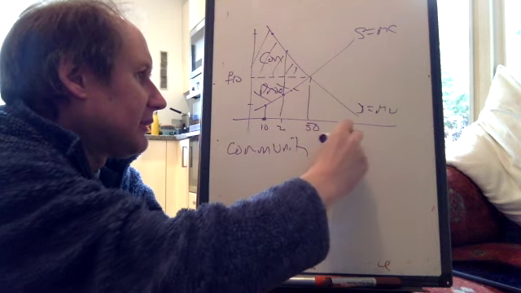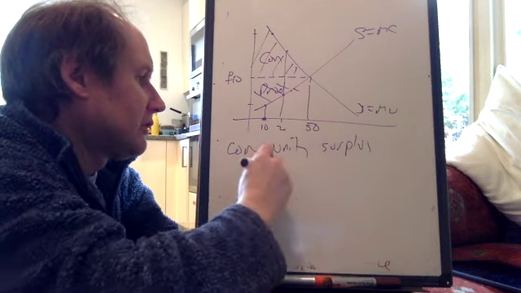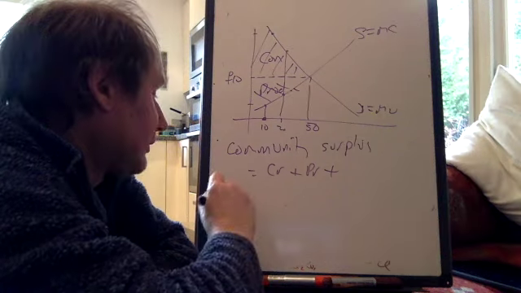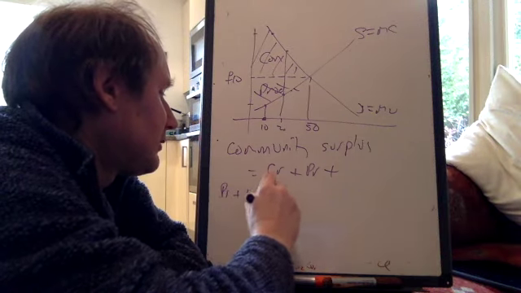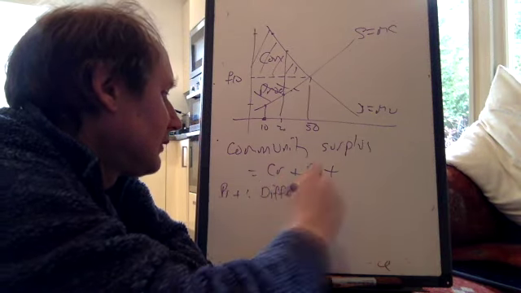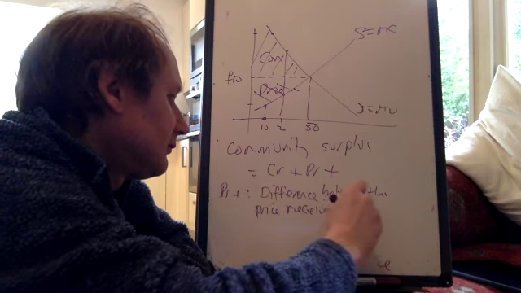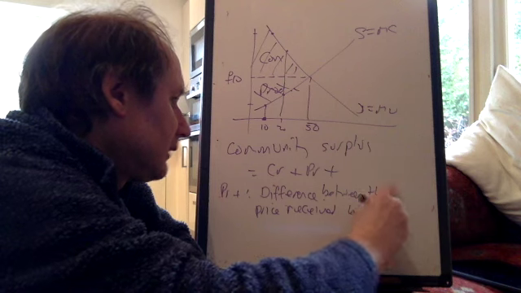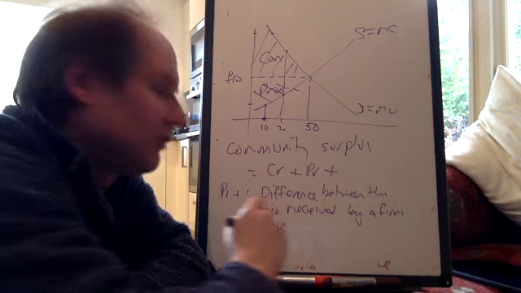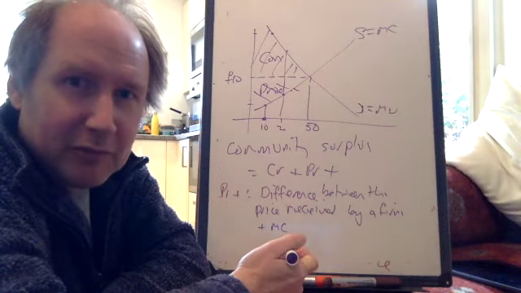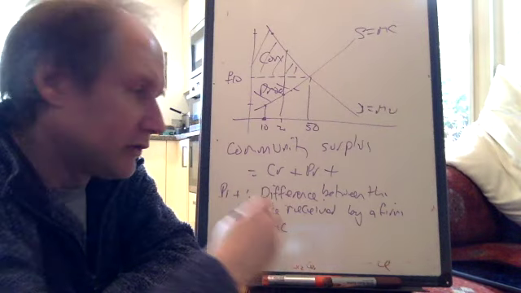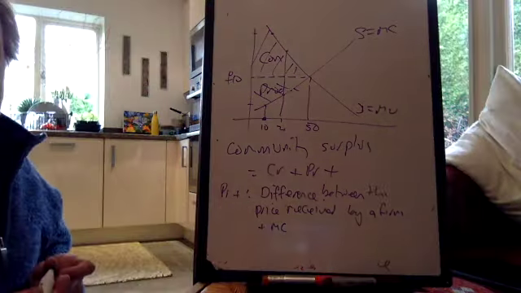So community surplus, as I say, is consumer plus producer surplus. I just realised I never defined producer surplus. Producer surplus is the difference between the price received by a firm and marginal cost, or if you prefer, the minimum price they're willing to accept, which is marginal cost. So community surplus is consumer plus producer surplus.